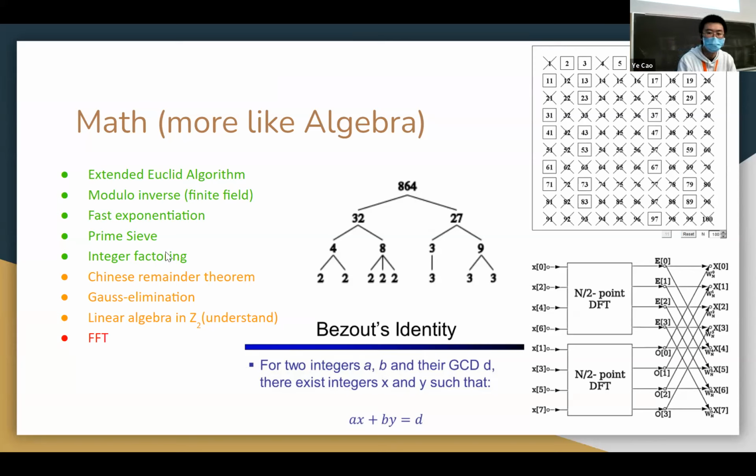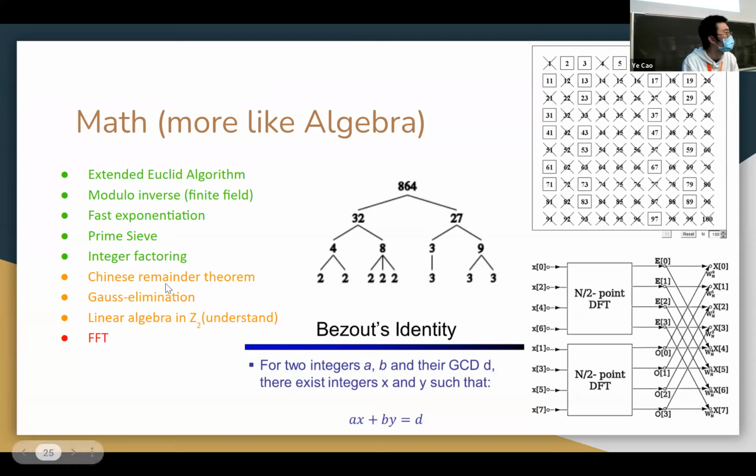Prime sieve. It allows you to identify prime numbers under n, where n is the maximum number you want to consider. How do you factor an integer? All these first 5 routines are extremely useful, powerful tools in competitive programming.